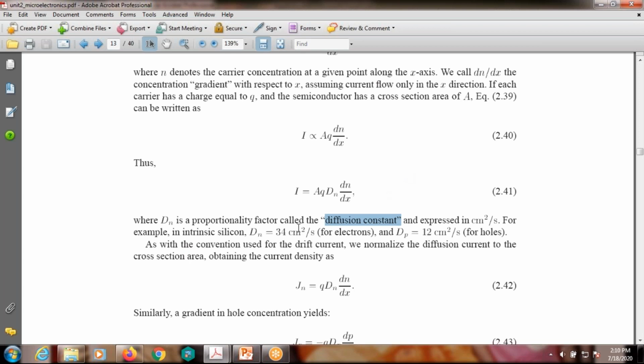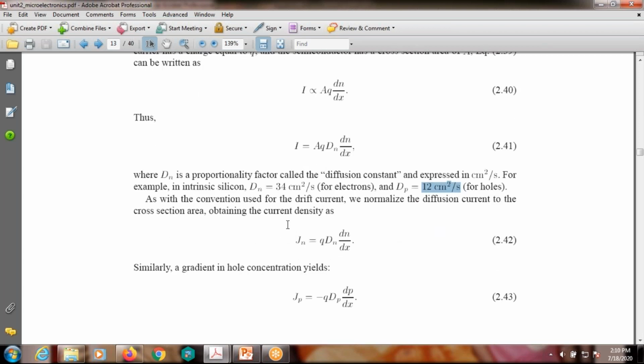And for an intrinsic semiconductor, remember these values: D_N is equal to 34 centimeters squared per second for electrons, and D_P is 12 centimeters squared per second for holes. Now, as in drift current, we measure in terms of current density. What is current density? J is equal to I by A. So J_n is equal to I by A, that is equal to q D_N dN by dx. Similarly, for the gradient in hole concentration, J_p is equal to minus q D_P dP by dx.